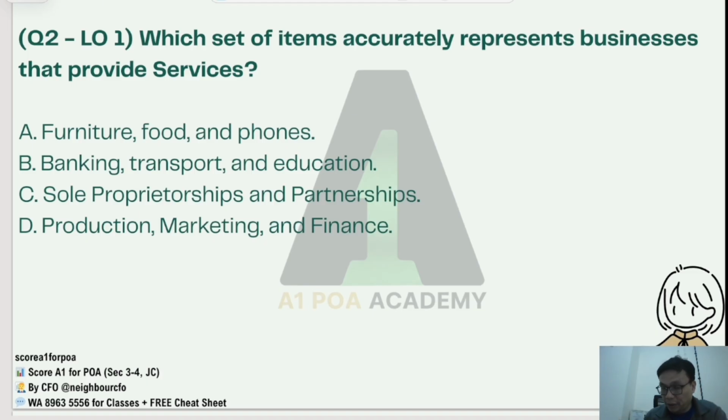So it is not considered to be service because furniture, you can feel it. It's a tangible item. Food, likewise for phone, right? All this you can feel. So it is not services. Banking, transport, education, this one seems to be the best fit.